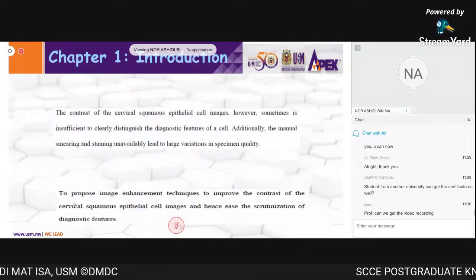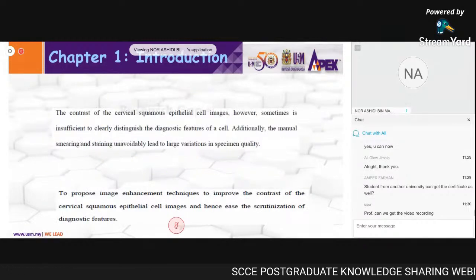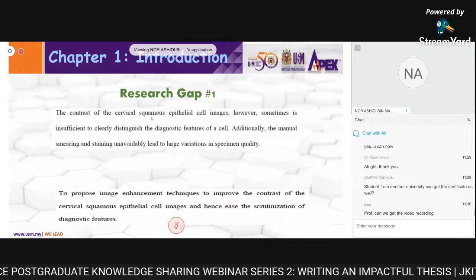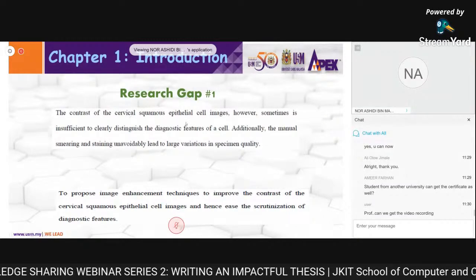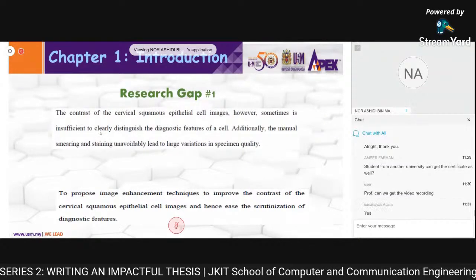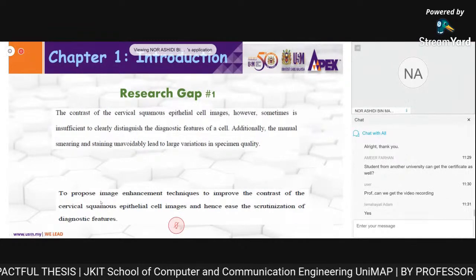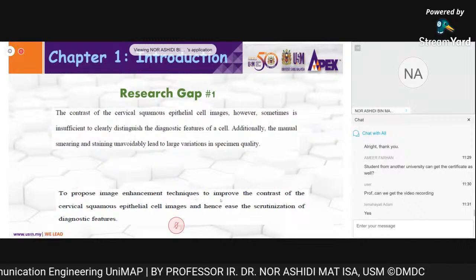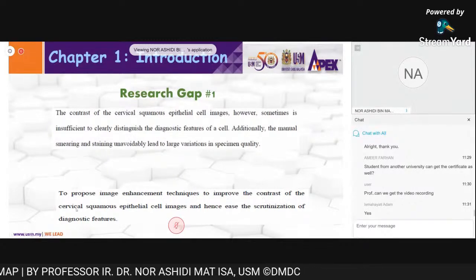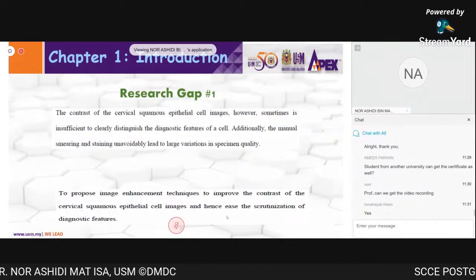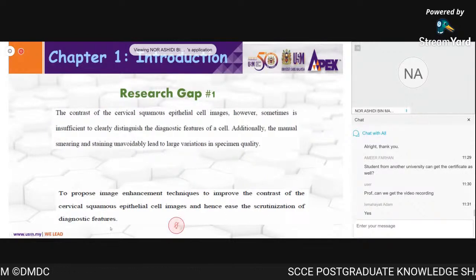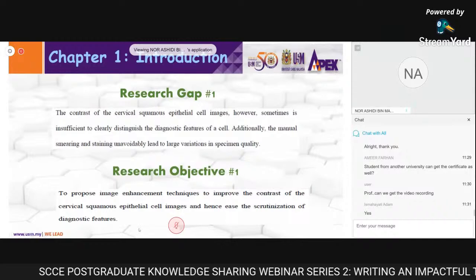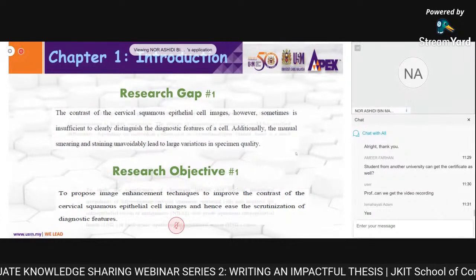For example, okay, this is my research gap number 1. The contrast of the cervical cells sometimes is not clear, it's blurred. So my objective will be to propose image enhancement techniques to improve the contrast of the cervical cells for the visualization of the diagnostic features. So this is the specific gap, and this is the specific objective.